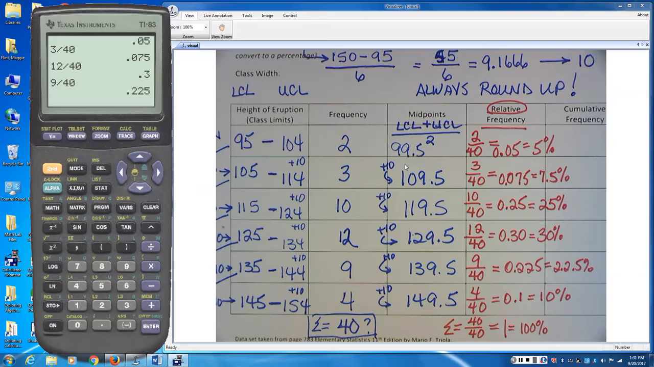Yes, ma'am? So if we do a fraction, would we need to simplify? No. My math lab may ask you to, but I don't care. I'm probably not even going to ask you for the fraction as a frequency. I'm more likely to ask you for the decimal values and then tell you how I want it rounded. Okay?